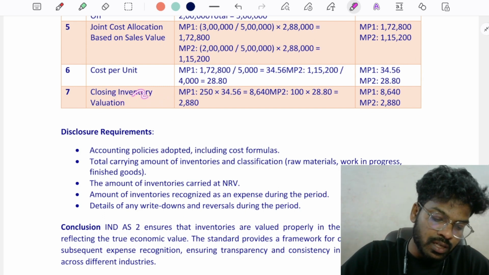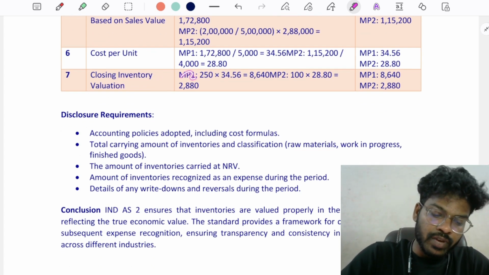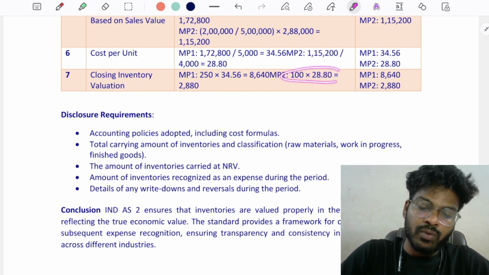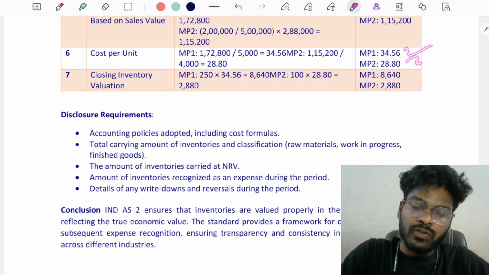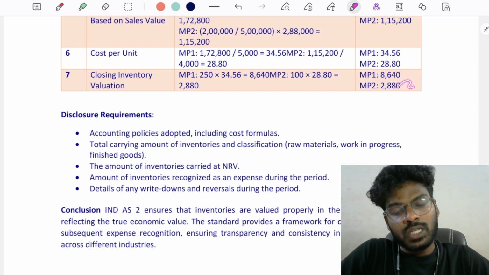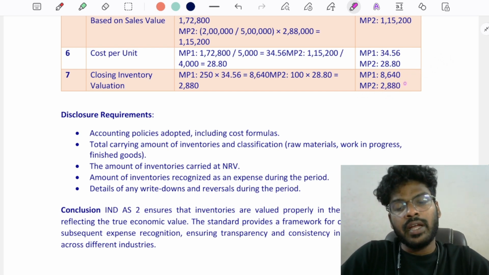Closing inventory value. MP1 has 250 units and MP2 has 100 units, multiplied with the cost per unit. The closing stock value of MP1 is 8,640 and the closing stock value of MP2 is 2,880.